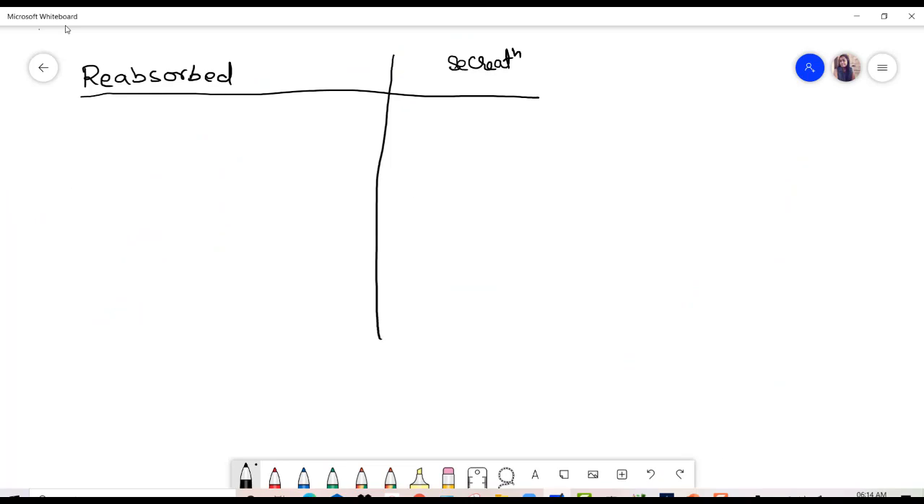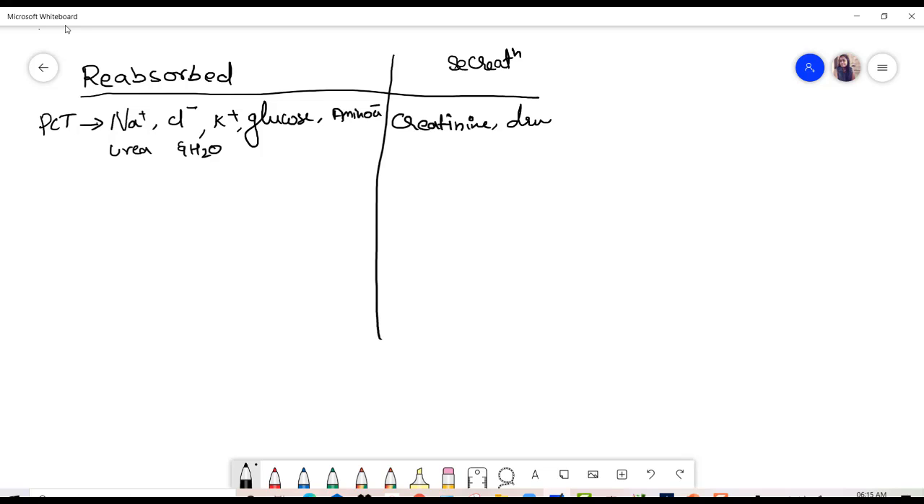So first, let's see the proximal convoluted tubule. The reabsorption will be sodium, chloride, potassium, glucose, amino acids, urea and water. And if it comes to secretion, it will secrete creatinine, drugs and hydrogen ions. So this is where our drugs mostly will get eliminated. Okay, in the proximal convoluted tubule, they will go and get eliminated.